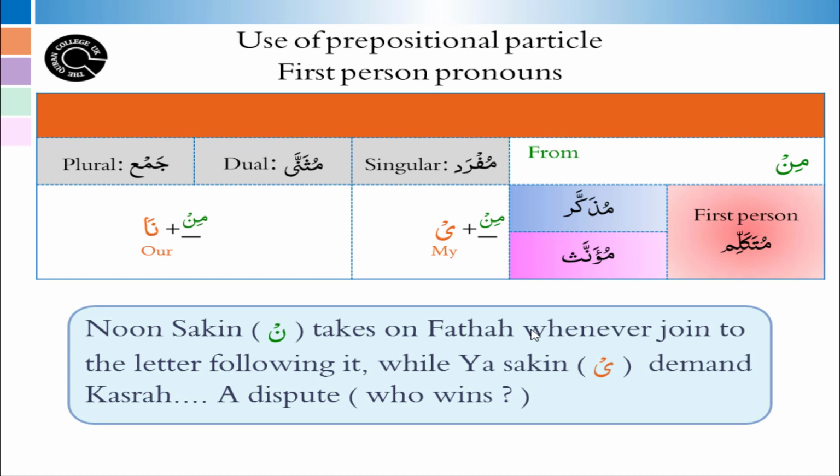When nun sakin joins to the letter following it, it takes a fatha. So this nun sakin would take automatically as a rule fatha if it is attaching with something which is coming after it. But there is another rule that ya sakin, when joined with something, always makes the letter before it take a kasra. Whatever vibration it is, it takes it to the kasra. So ya sakin demands kasra, and nun sakin demands that there should be a fatha on it. So there should be a fatha on the nun sakin according to the first rule. According to the second rule, the ya demands there should be a kasra. Now it's a dispute, so who would win?